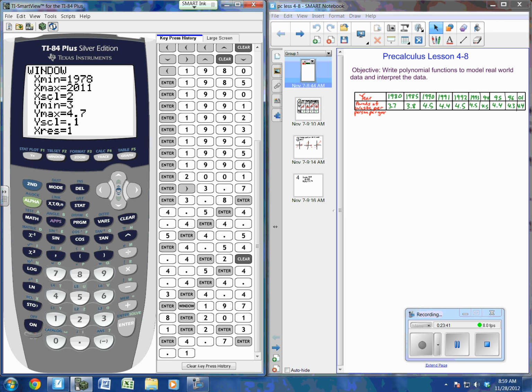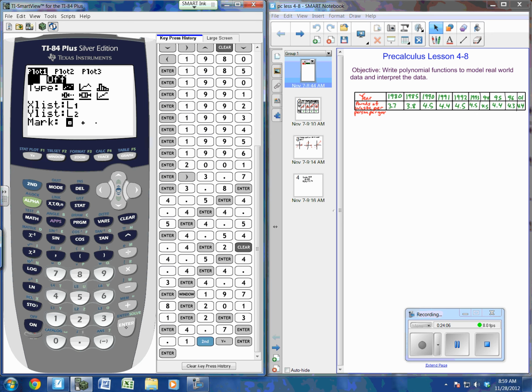So everybody hit second and Y equals, and it will bring up the stat plot. If you need to pause that for a second, go ahead. Okay, on second and Y equals, we have the stat plot. We need to go into number 1. Since it's on number 1, the other ones should all be off. But go into number 1, and we're going to turn it on.